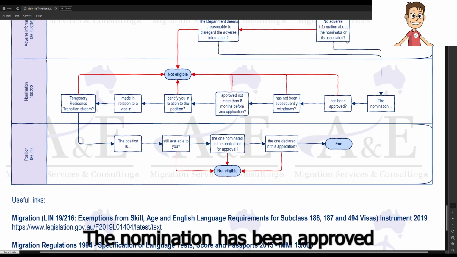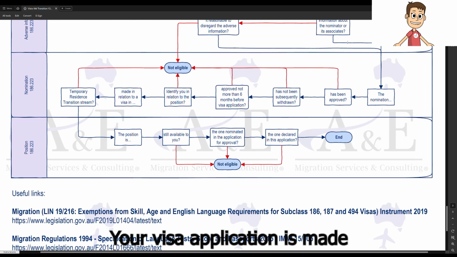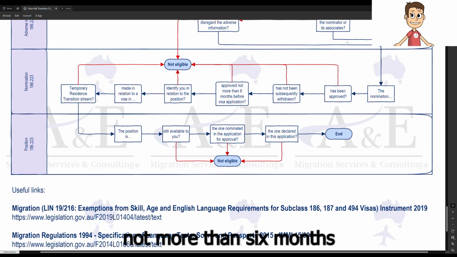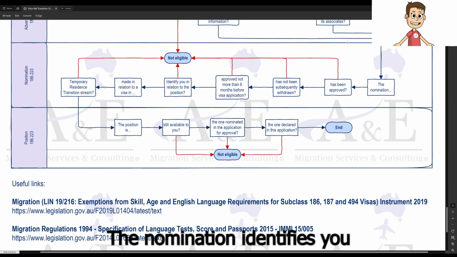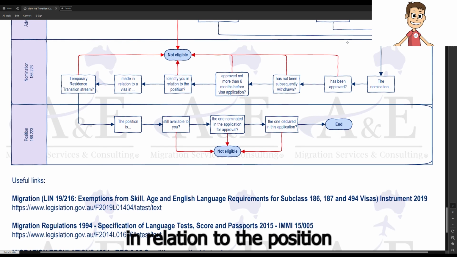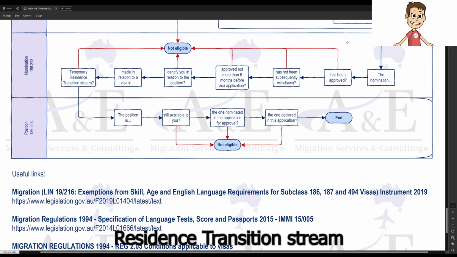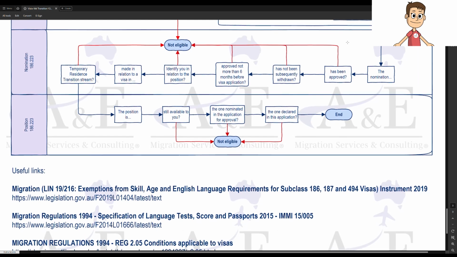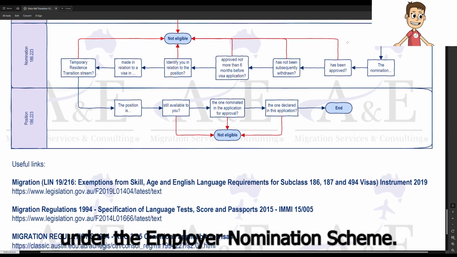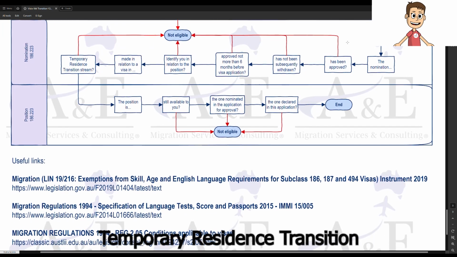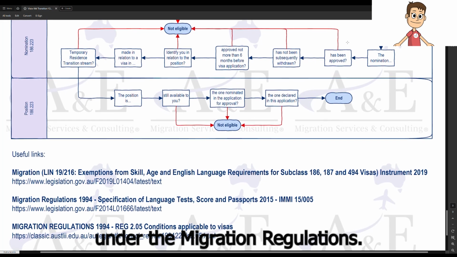The nomination has been approved and has not been subsequently withdrawn. Your visa application is made not more than 6 months after the nomination has been approved. The nomination identifies you in relation to the position and is made in relation to your visa application under the temporary residence transition stream. The position is still available to you and is the one nominated under the Employer Nomination Scheme Temporary Residence Transition Nomination Provisions under the Migration Regulations.